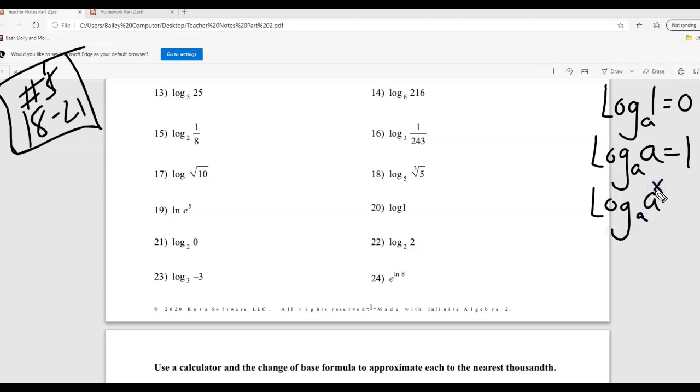If you have a log with a base of a, and part of the argument, this part of the log is called an argument, by the way, and the argument is a to the x. So if this base matches the base of the exponential function inside of it, then basically it's kind of like the log a cancels the a, and you're just left with the x.